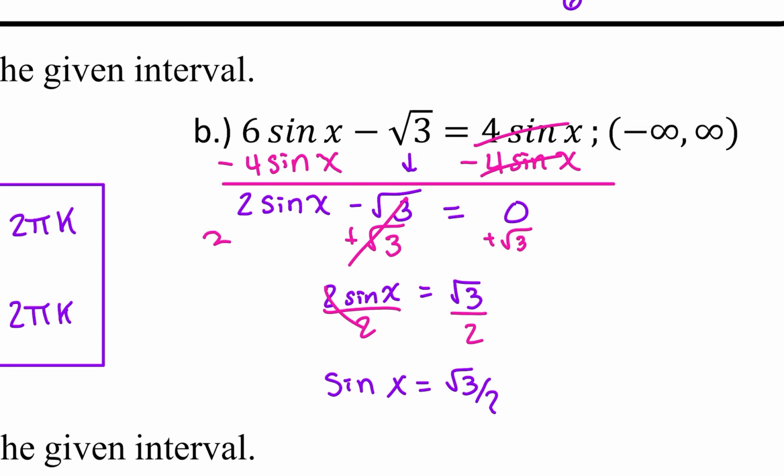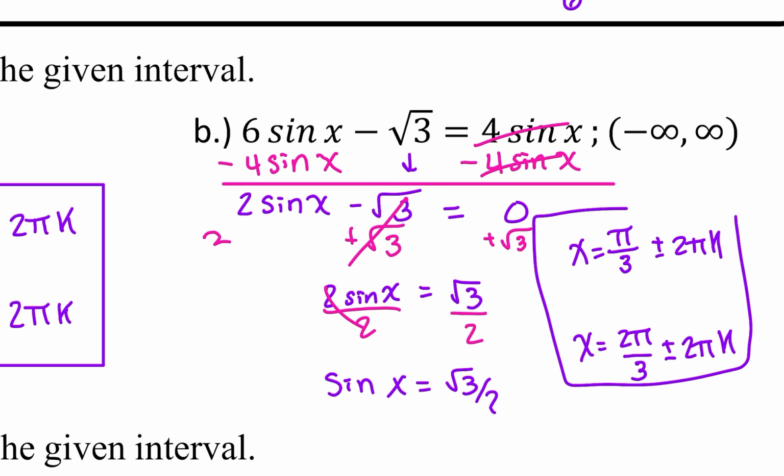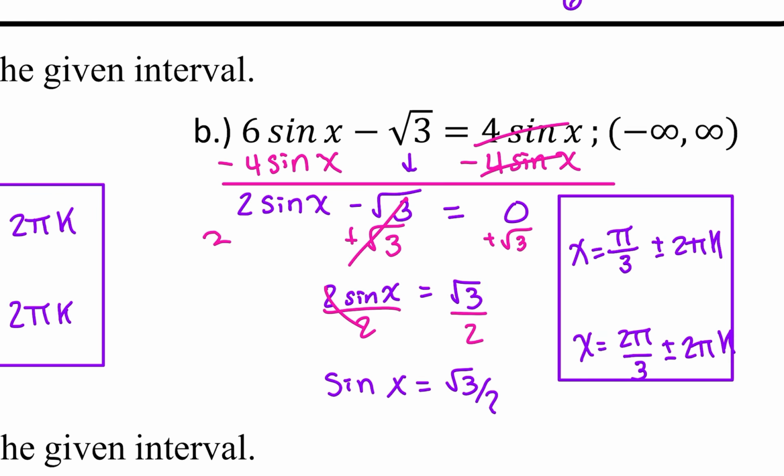Sine is always the y value. So when does the y value give us the square root of 3 over 2? I know that's going to happen at pi over 3 in quadrant 1. But seeing as sine is positive in 1 and 2, I also need the pi over 3 in quadrant 2, which is 2 pi over 3. And again, making note, because we go to infinity, we're going to put plus or minus 2 pi k on the end. And those are our solutions for this one.